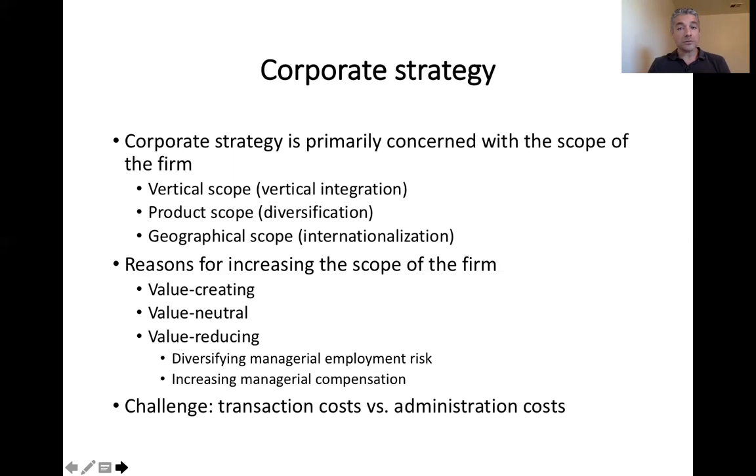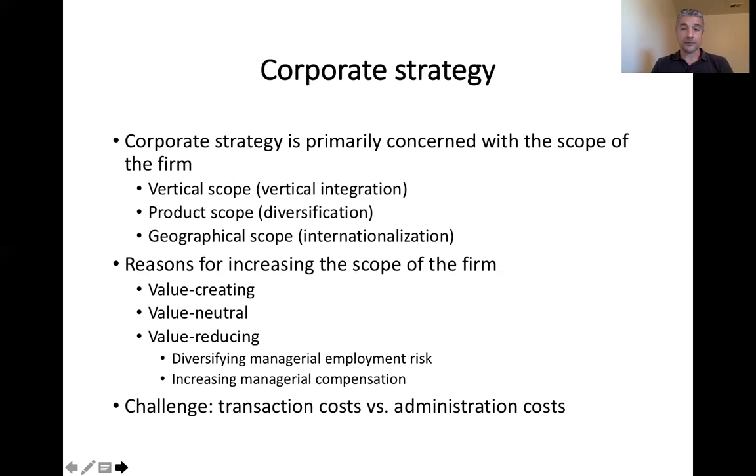So managers obviously have all their own incentives to push towards extending the scope of the firm, because that will necessarily drive up their own compensation, wealth, status, perks, business jets, and whatever the case might be.